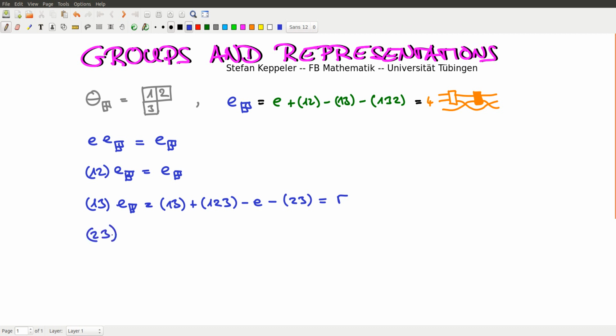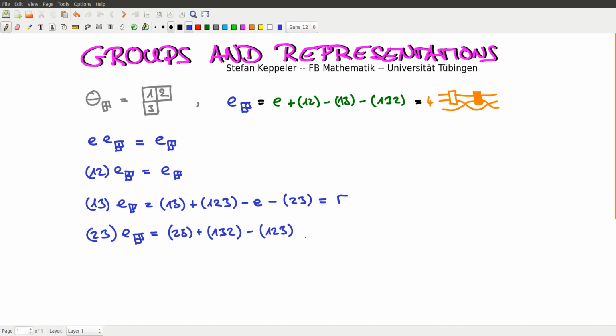What happens when we multiply (2,3) with the Young operator? Let's also just multiply this out here with these green expressions. Then we have (2,3). Then (2,3) times (1,2). So what's that? 1 is mapped to 2, 2 is mapped onto 3, and 3 is mapped back to 2. So it's the other cyclic permutation. Then we have a minus. 1 is mapped to 3, 3 is mapped to 2, 2 is mapped to 3.